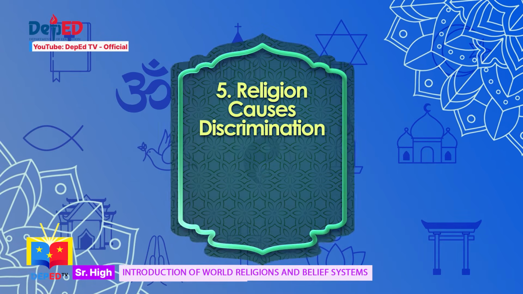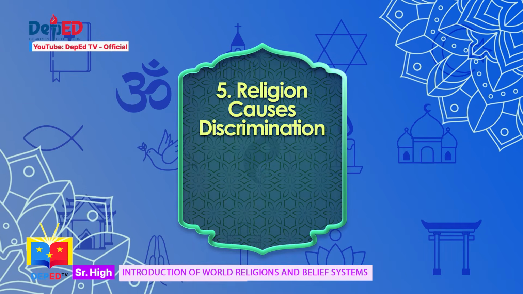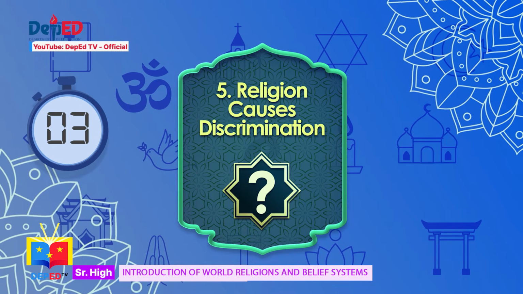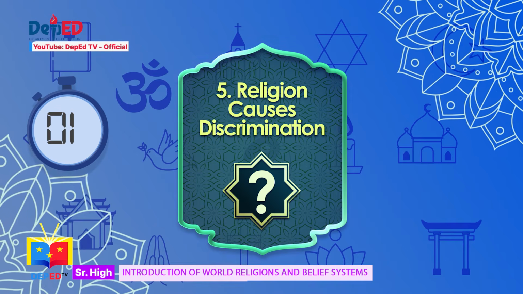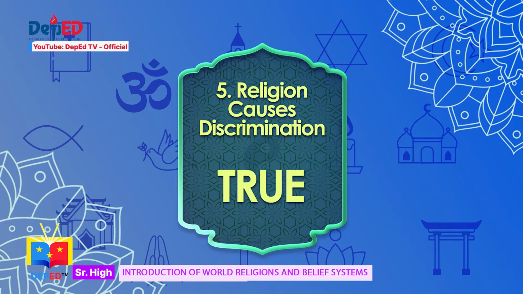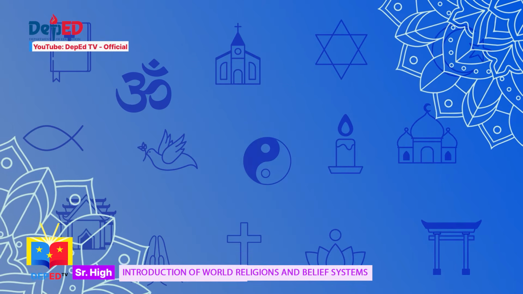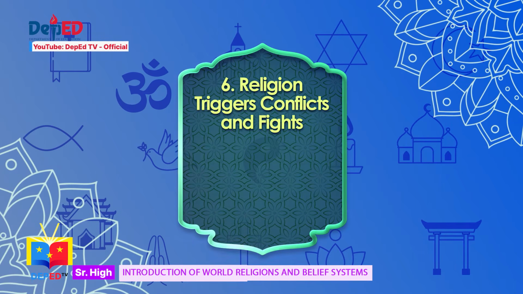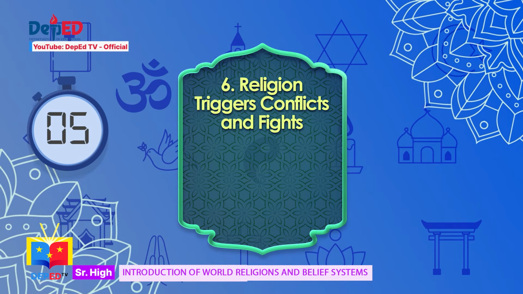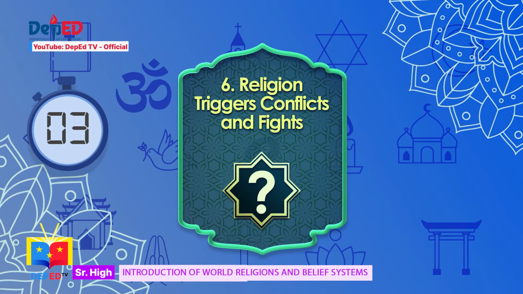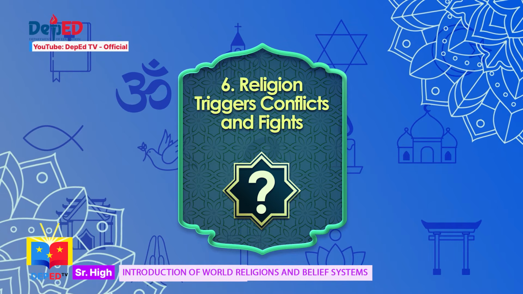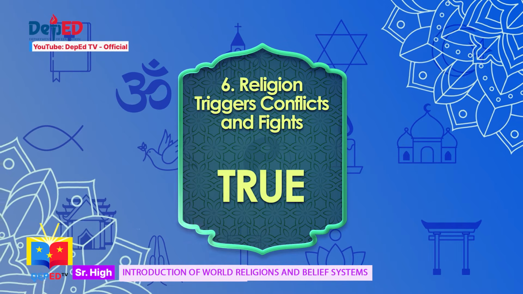Number 5, true or false, religion causes discrimination. If your answer is true, you are correct. Number 6, true or false, religion triggers conflicts and fights. If your answer is true, you are correct.